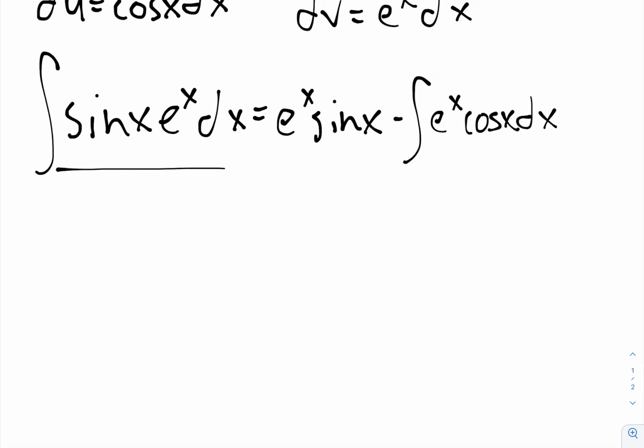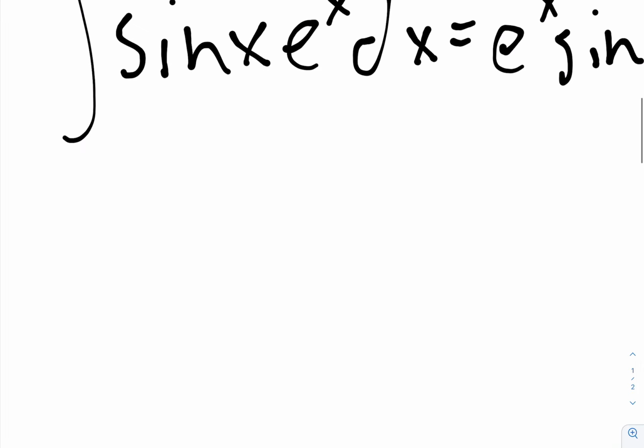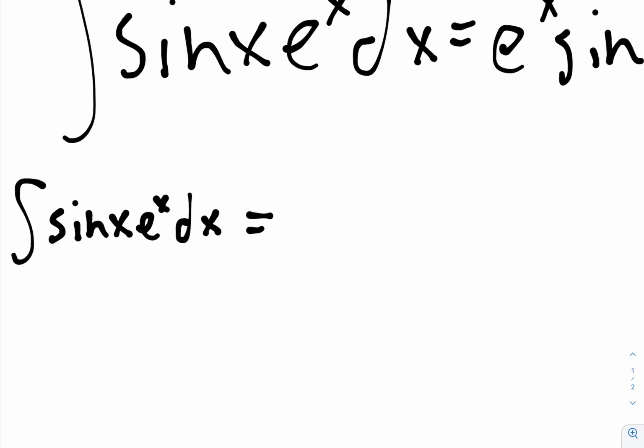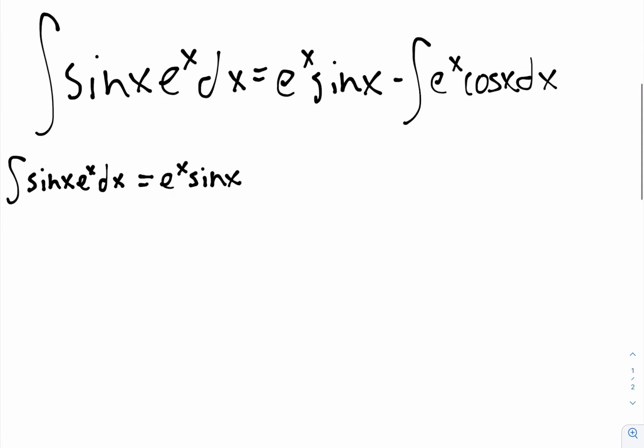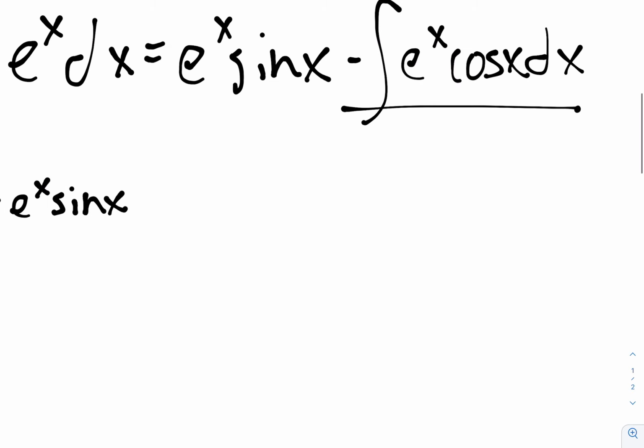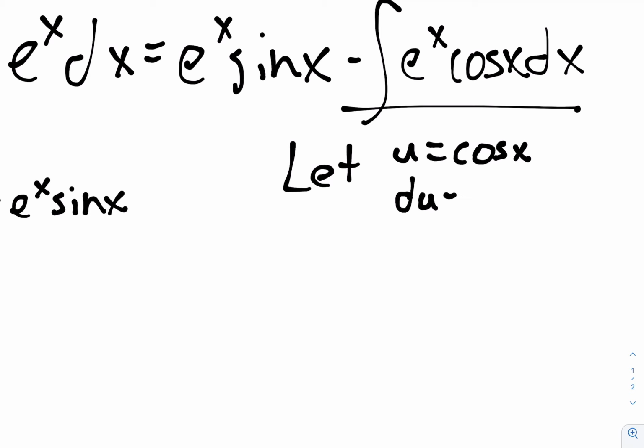I'm going to write it a bit smaller. The integral of sine x e to the x dx equals e to the x sine x, no integral there, we're going to leave that as it is. And then we're left with minus the integral of e to the x cos x dx. Okay, for this integral, I'm going to say let u equal cos x, because that's our trigonometric function. It comes before the exponentials for u. du equals negative sine x dx, since differentiating cos x gives negative sine x.